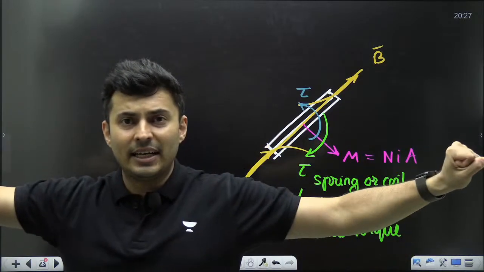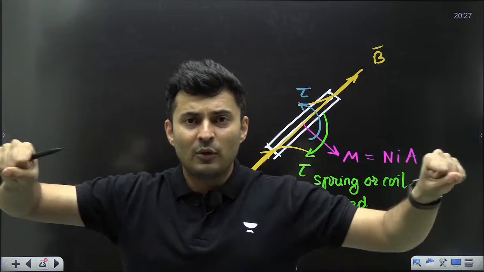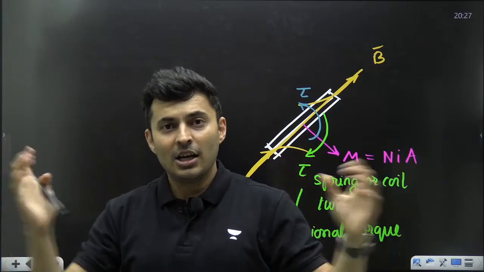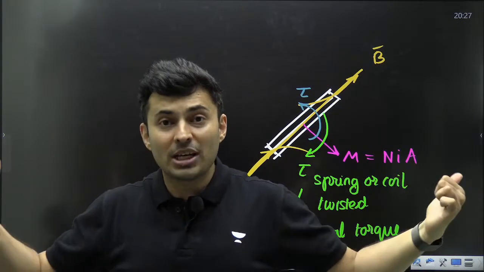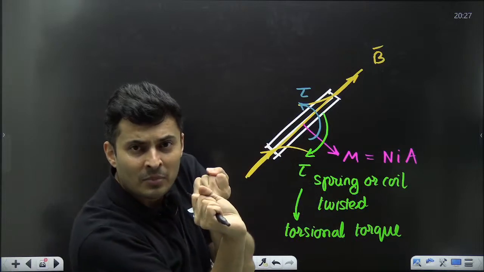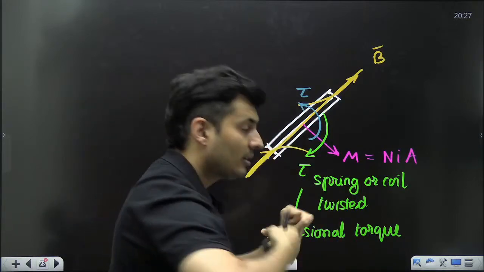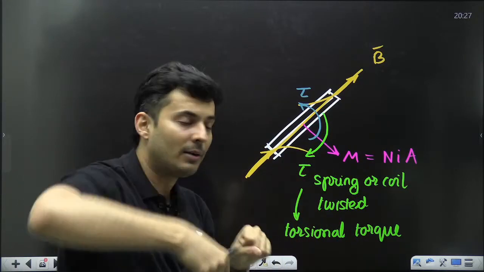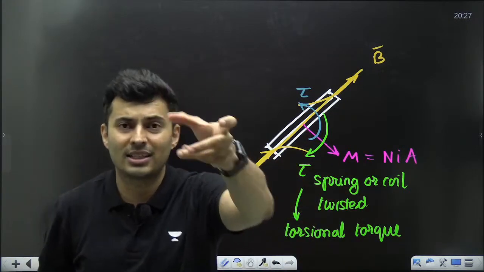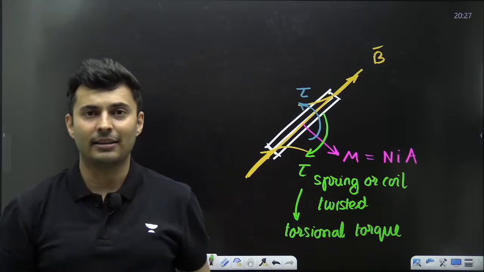Imagine when you extend a spring or compress a spring: if you extend it, it is pulled back. If you compress it, it is again pushed back. So there is a force which is pushing back against the deformation. When you twist something, it tries to bring it back. That torque which tries to bring it back is called the torsional torque, the torque of that coil or that spring which has been turned like that.